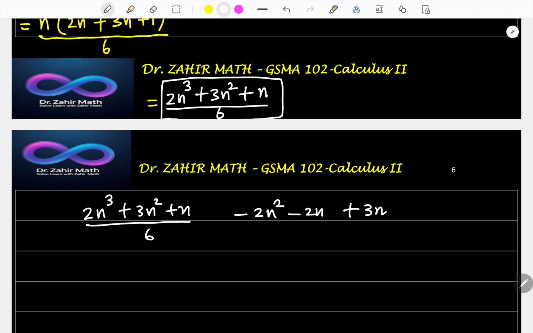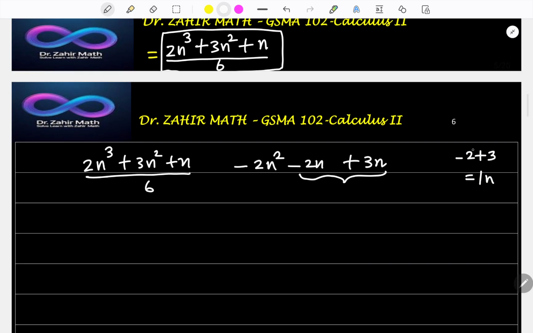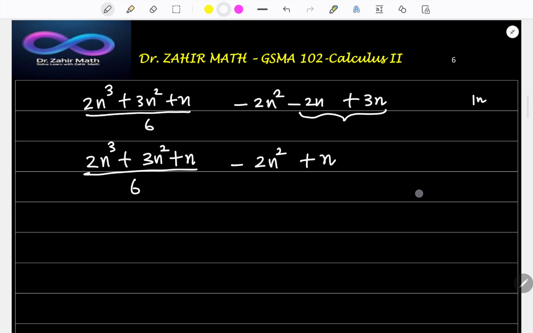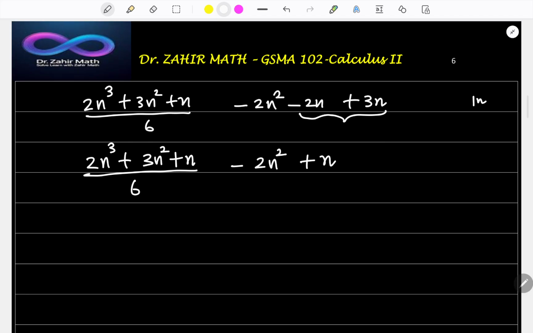Now I'll simplify this one. Minus 2n plus 3n is going to become minus 2 plus 3, which is 1, so it is 1n. So 2n cube plus 3n square plus n divided by 6 minus 2n square and then plus n. You can stop like this, but better not to stop because they will reduce your marks. So better you simplify and try to give the answer as n cube, n square like that.